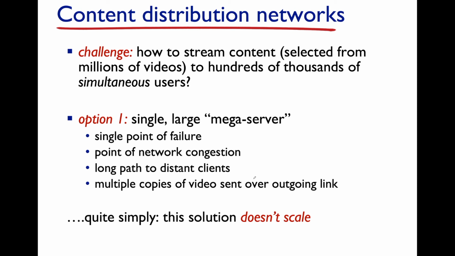If you have a long path from the client to the server, you're going to potentially have some issues, right? You're pushing a lot of data over long distances, and if you can reduce the distance over which you push that data, you're going to get better throughput, better end-to-end bandwidth. And so you also have multiple copies of video sending out an outgoing link. And so the server then is pushing this out.